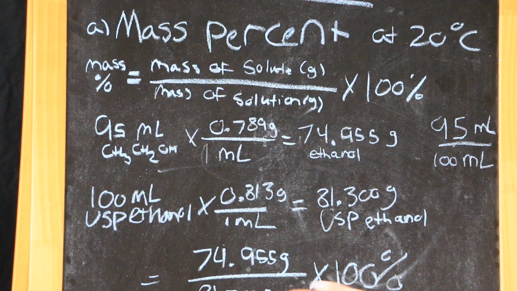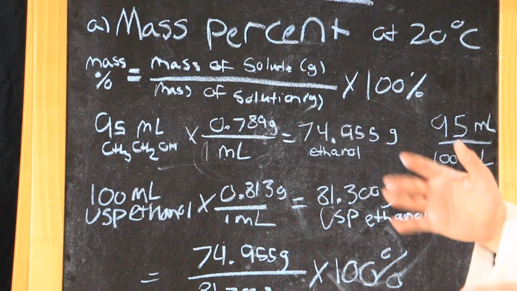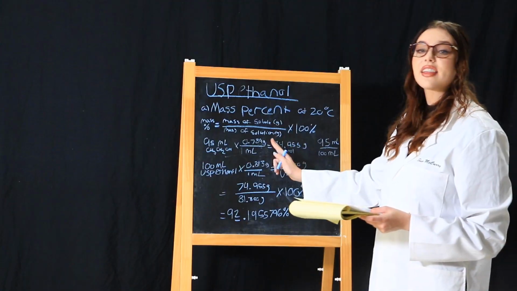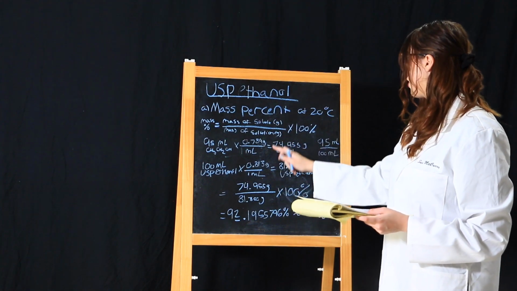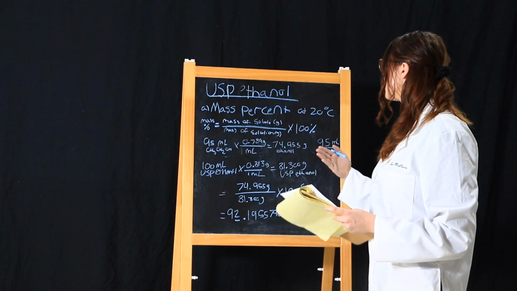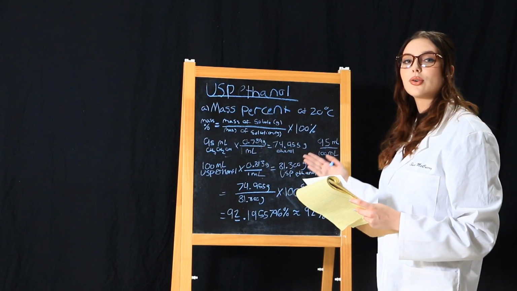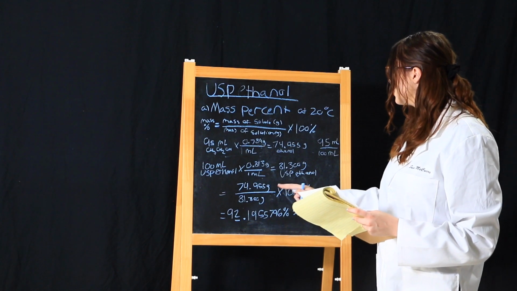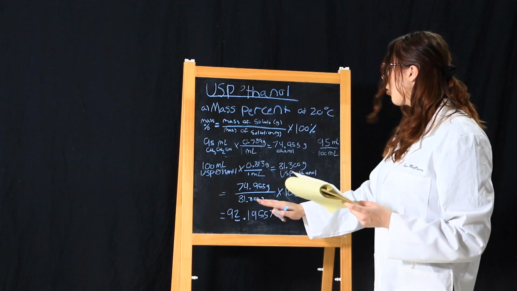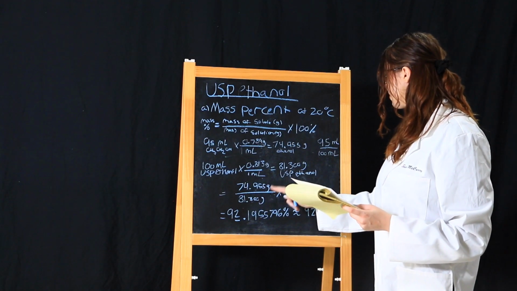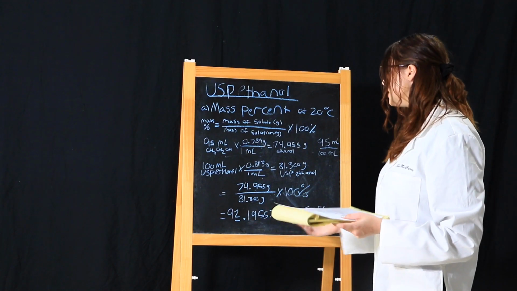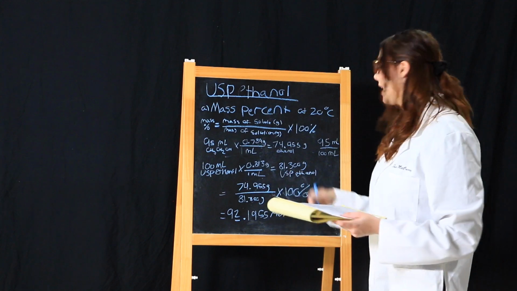The next step in this problem is to use dimensional analysis. We are going to multiply 95 milliliters times our conversion factor, the density of ethanol and USP ethanol, in order to convert their volume into grams. Once we have deciphered what the amount of ethanol and USP ethanol is in grams, then we can plug these values into the mass percent. Mass of the solute, which in this case is going to be the ethanol, over the 81.30 grams of USP ethanol times 100%. From this, we're going to get a pretty long number of 92.1955 and so on percent.